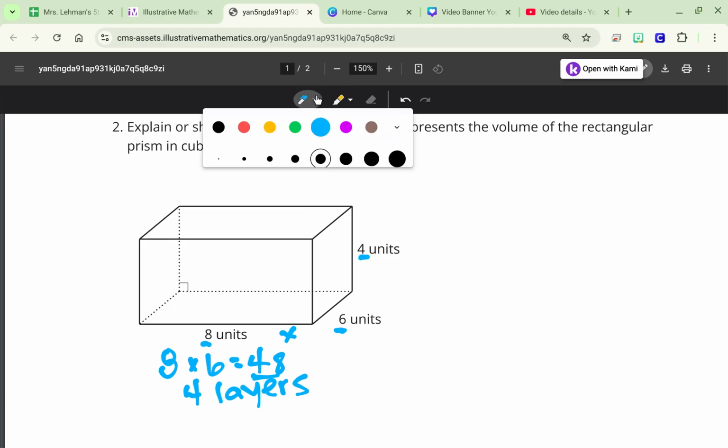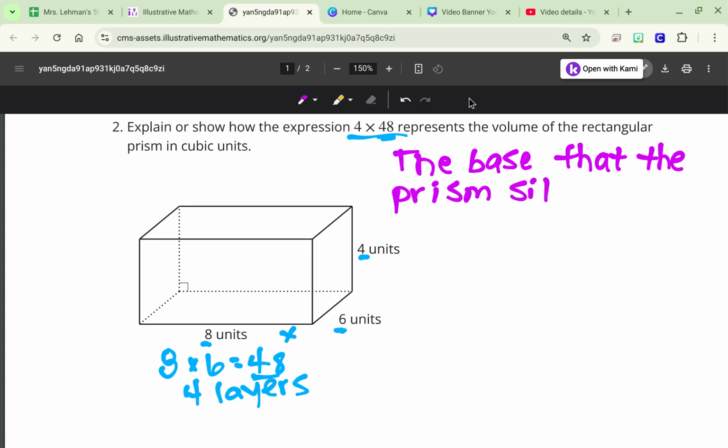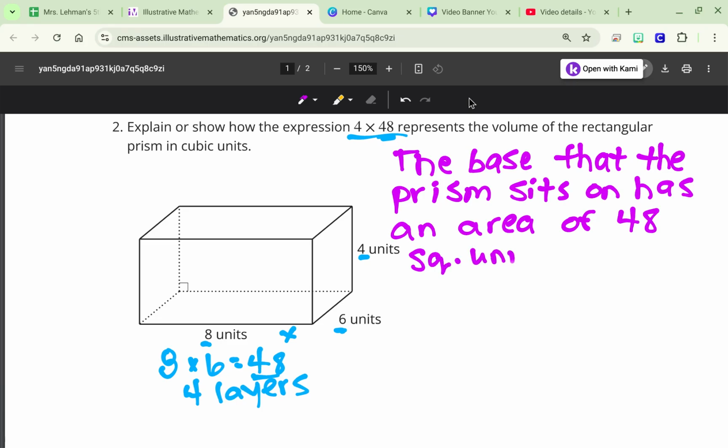Let's formulate this into our answer so that we can make sure we're very clear in where we are seeing this expression communicating the volume. I'm going to put my final answer here in purple, and let's write this together. I'm going to write that the base that the prism sits on has an area of 48, and remember that those are square units.